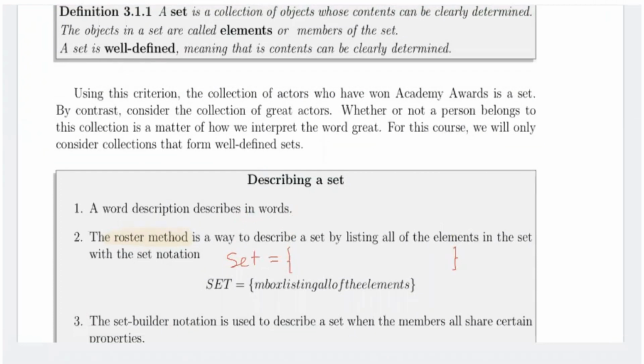And then we list everybody, list all the elements here. If I said the set is even numbers, I said 2, 4, and so on and so forth. Everybody write it in here, you know what I mean? So roster method, list everybody, okay? We're going to practice in a minute.